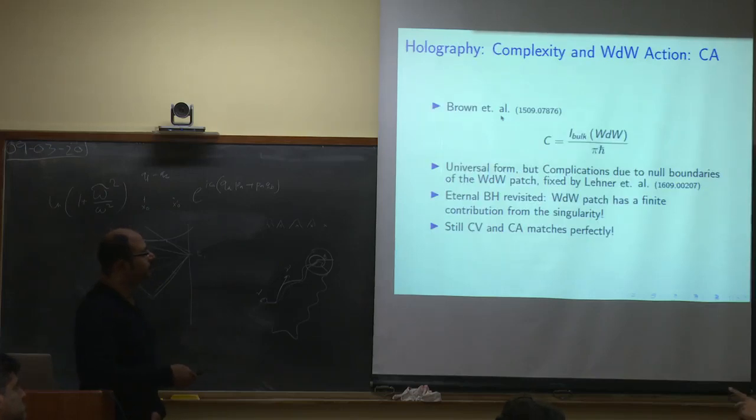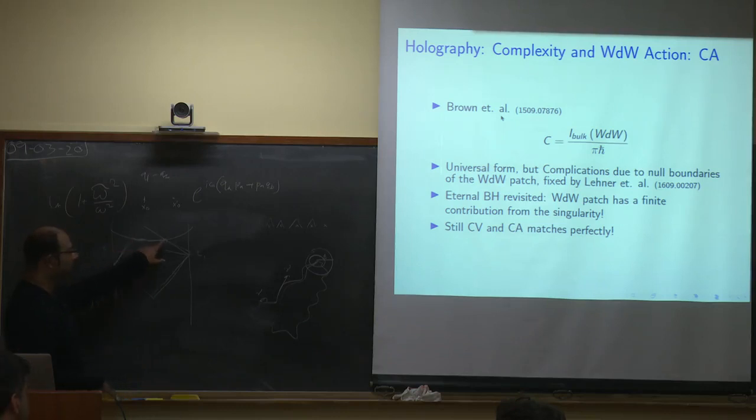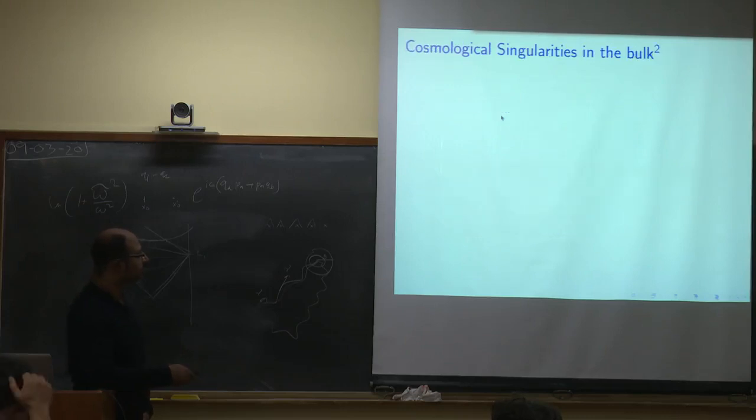So the contribution of the singularity to the action is finite? Finite. Finite or zero? No, not zero. The area measure is zero, but the boundary terms at the singularity will give you a finite contribution. But you trust it anyway? It's a finite number, but you trust it. Yes. So they match perfectly. So CV and CA. This is what gives them confidence to say that it's not something nonsensical.